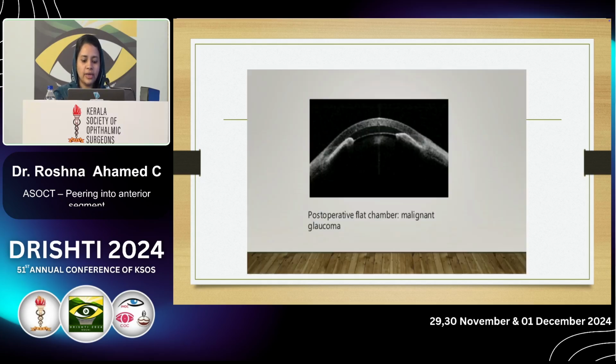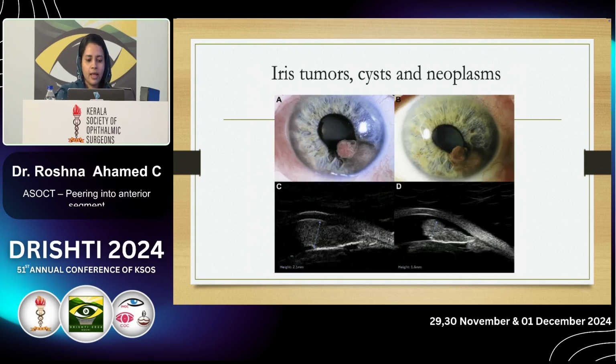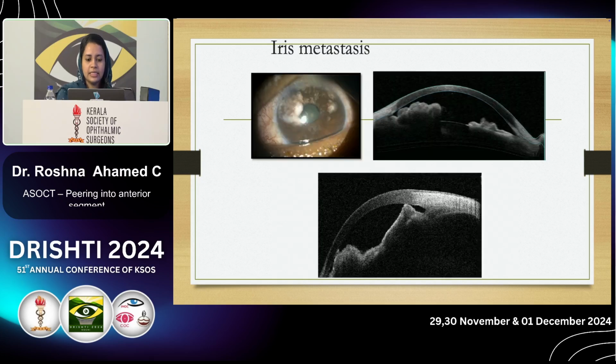In postoperative flat chamber with glaucoma, we can take an ASOCT and plan the B scan and everything after that. Iris tumors, cysts and neoplasms can also be imaged. The first picture is before brachytherapy, the second is one year after brachytherapy, and we can see the lesion has regressed. Another patient came to our hospital with suspected iris metastasis. In this case also we can take an ASOCT and look for the extent of the metastasis and whether it is extending to the angle.